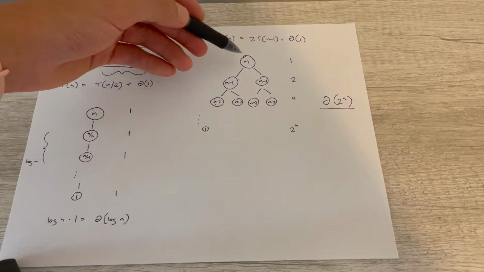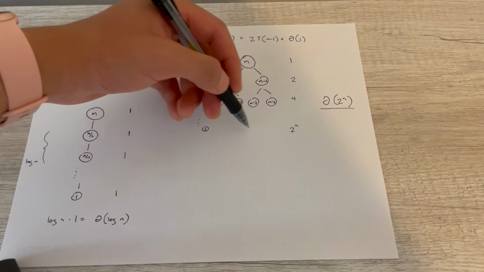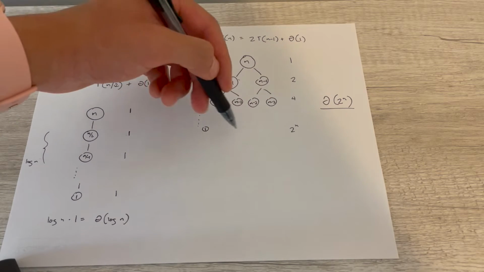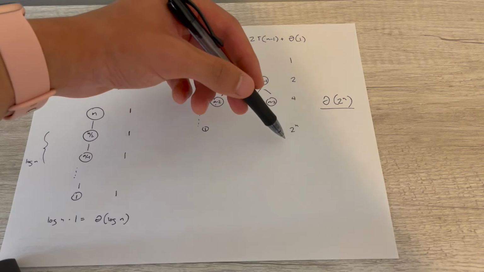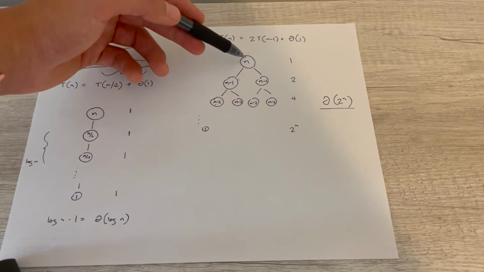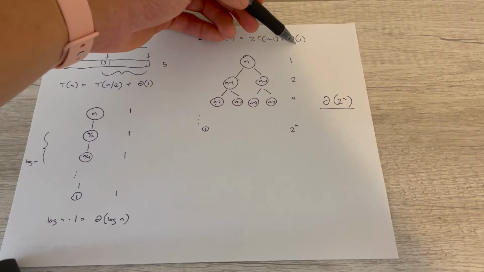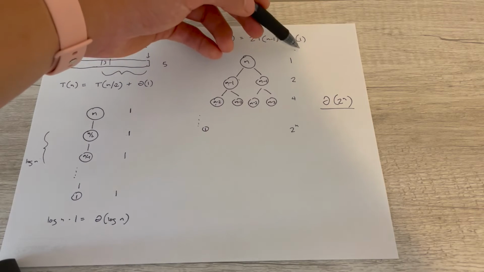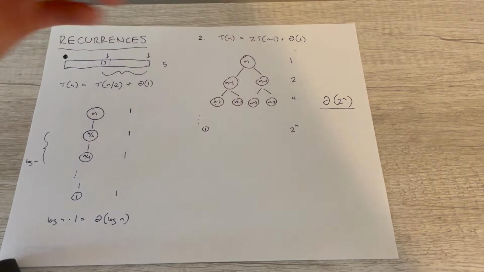And you can see here that a lot of the work is being done at the very bottom of the tree, because there are so many nodes at the bottom of the tree, as opposed to the top of the tree, because there's only 1 node at the top of the tree, and you only do theta of 1 extra work besides the recursion at the top.